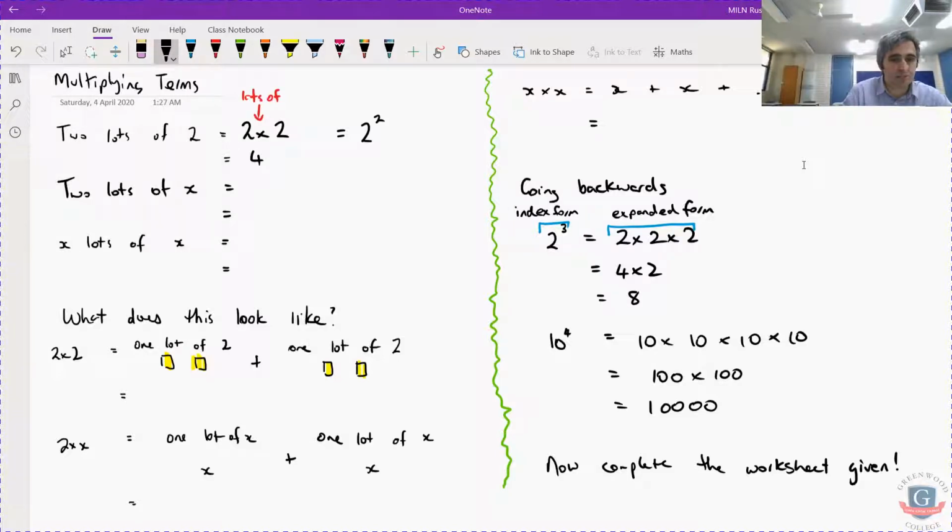Now if we have 2 lots of x, the same rule applies. 2 lots of x, we don't know what x is, it's just some number, some quantity. And when we have a multiplication symbol, typically in algebra, we stop writing it there and just write 2x. And know that this means 2 times x.